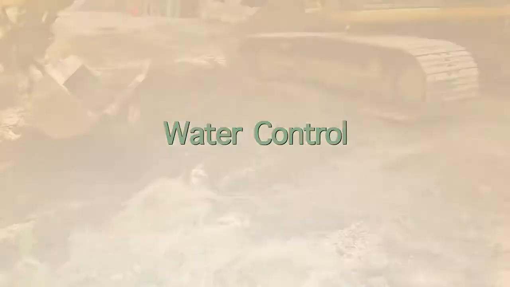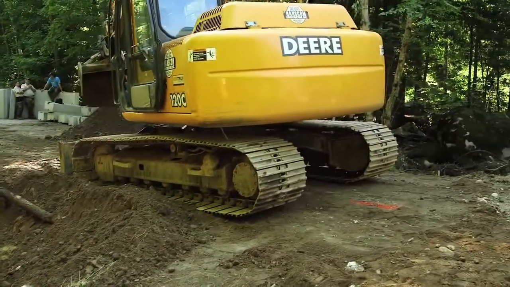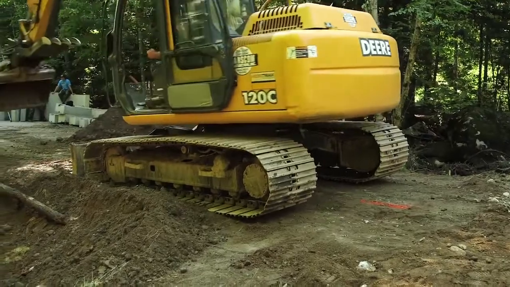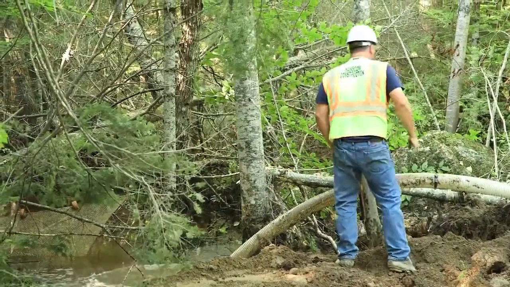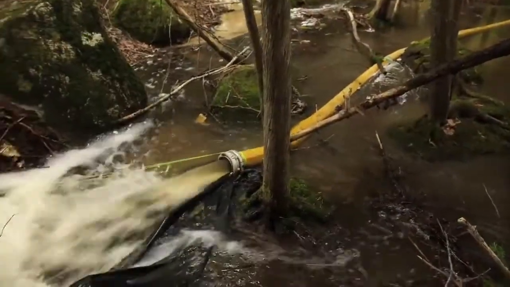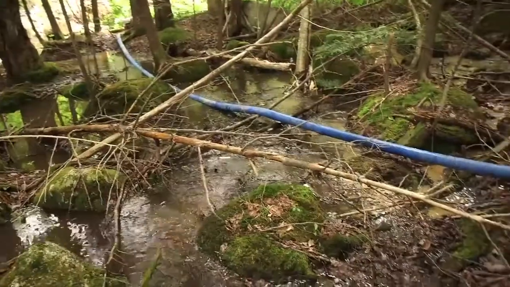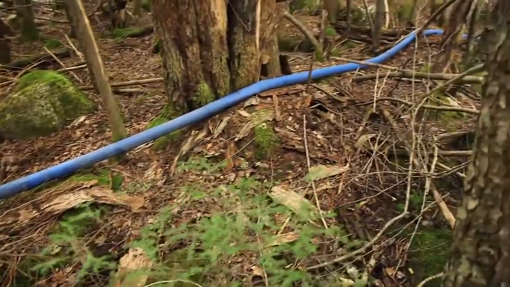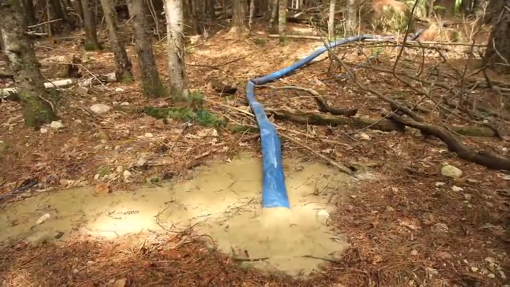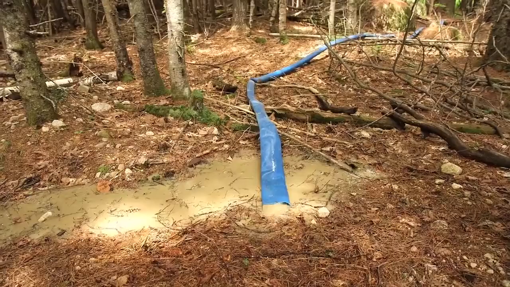Water control. During the entire construction phase, cofferdams were in place upstream and downstream outside of the working area. Pumps were used to divert clean water around the construction site back into the stream below the downstream cofferdam. A second pump was used to divert muddy water off-site into the riparian buffer, where the fine sediment was filtered out, minimizing impacts to the stream below the construction site.